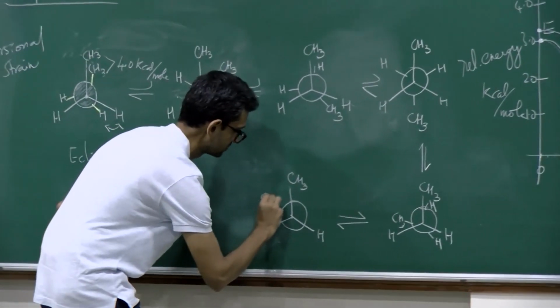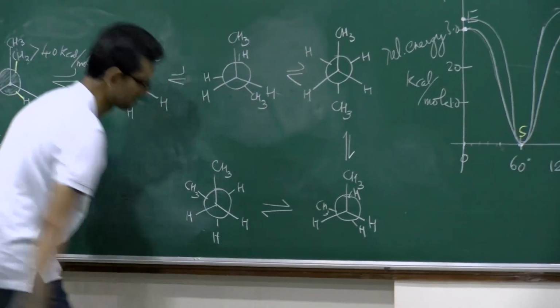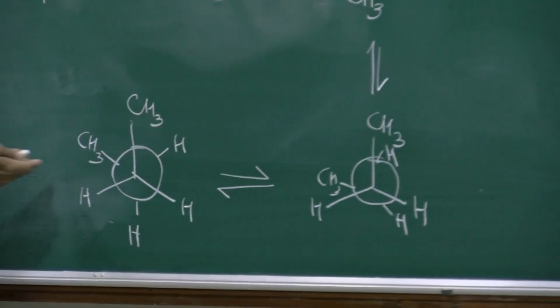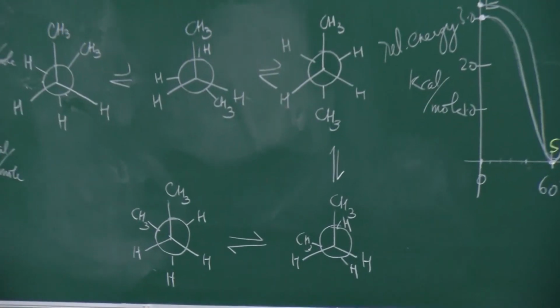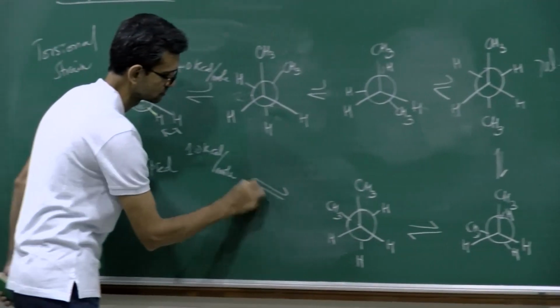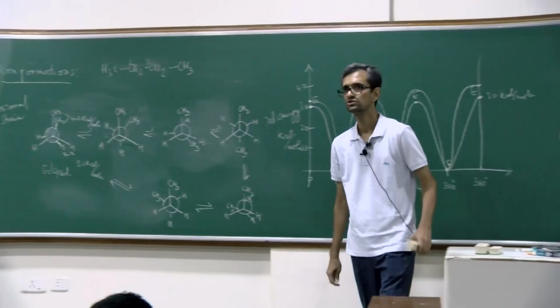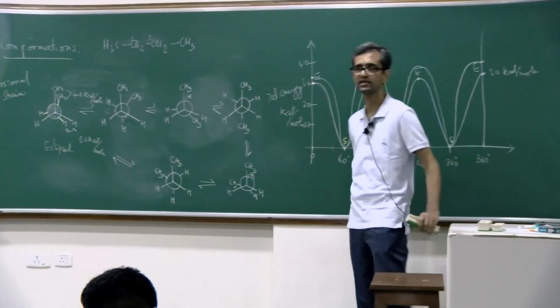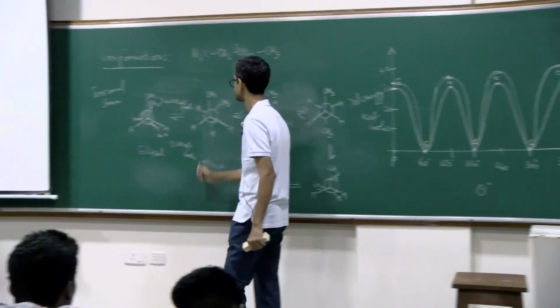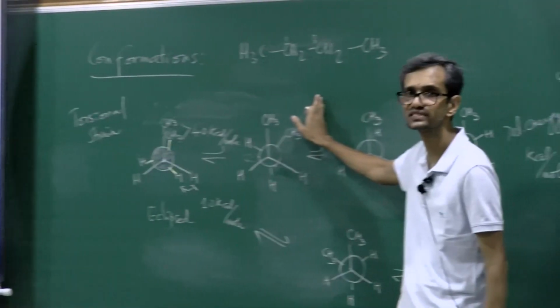Methyl comes here, hydrogen comes here, and so on. One more 60 degrees rotation, you would ultimately reach here, right? So this is a whole rotation process the methyl undergoes, right? So in this case, methyl eclipsed, here methyl staggered.